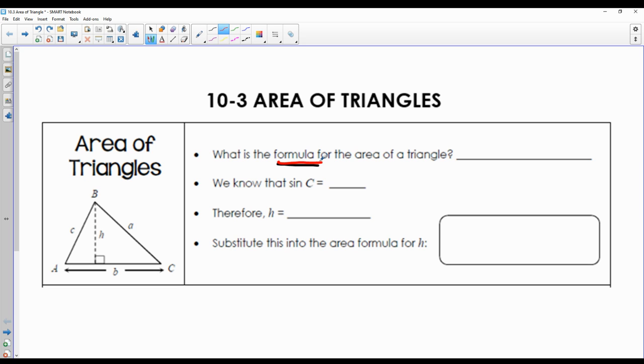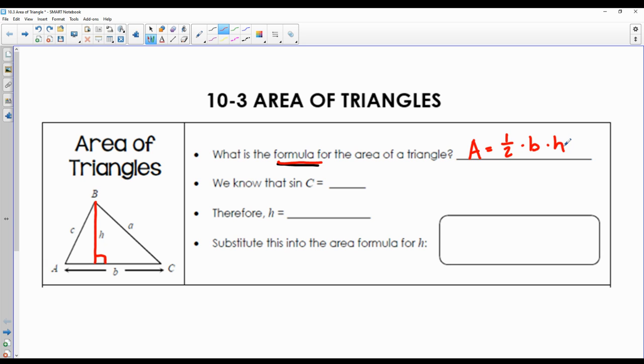Now, we already know the formula for the area of a triangle. If you have a right triangle, notice that you have to have a height. A height has to be perpendicular to the base right there. So if you have that, we know that the area is equal to 1/2 times the base times the height. You've been using this since back in elementary school.